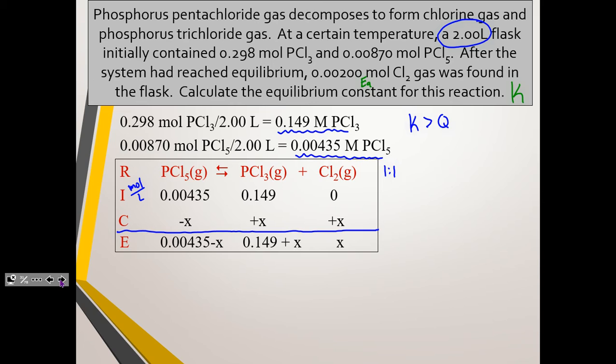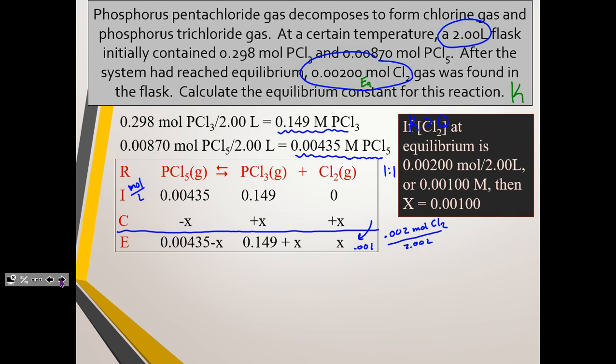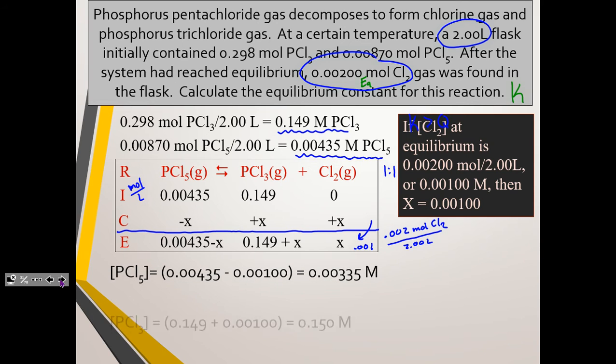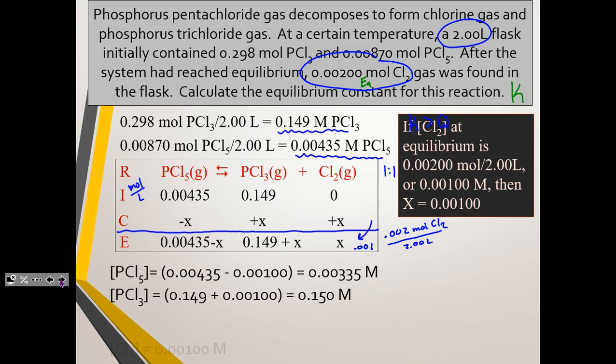Because I know in the problem that 0.00200 moles of Cl2 gas was found in the flask, I can sub it in for x, but I have to be careful because it was a 2-liter flask. So 0.002 moles of Cl2 divided by 2 liters gives me 0.001 molarity. So I can take that information and plug it in for the equilibrium values and solve for the concentrations at equilibrium for each substance.